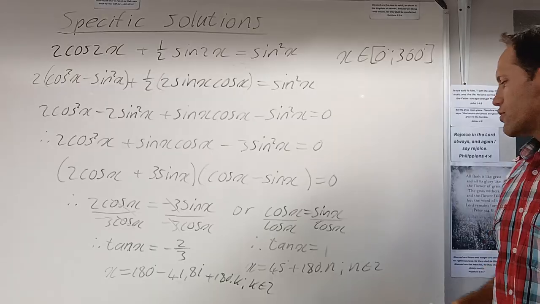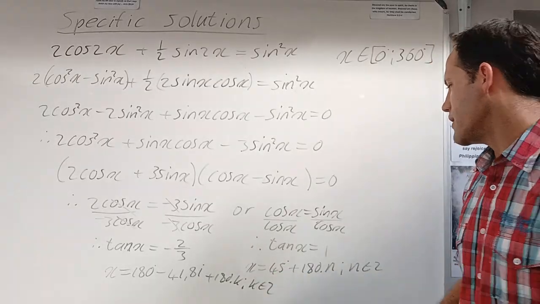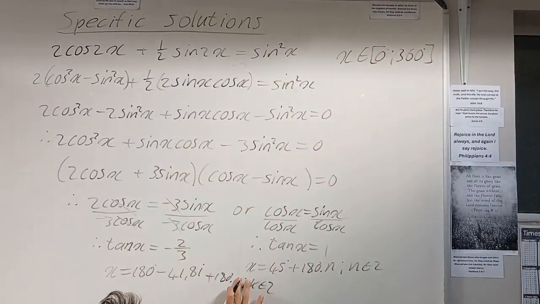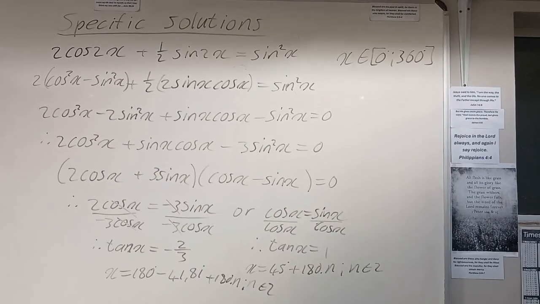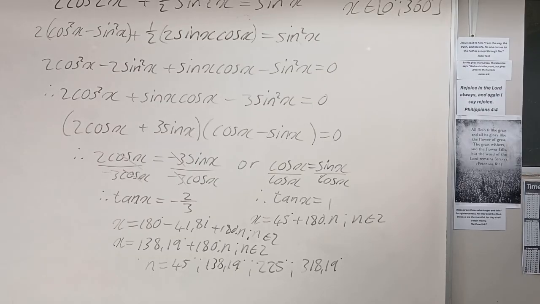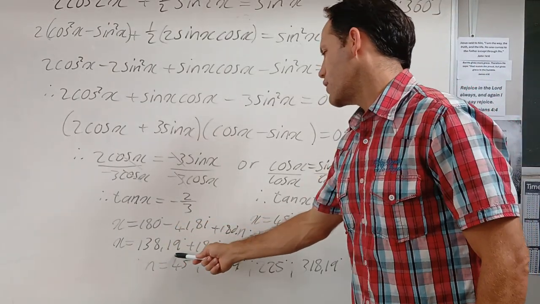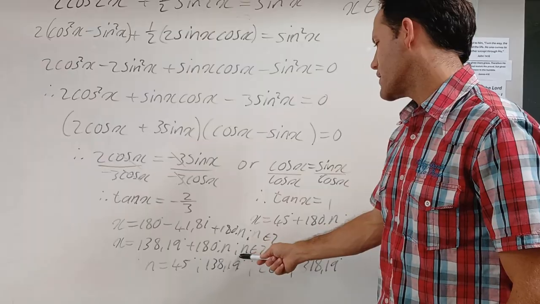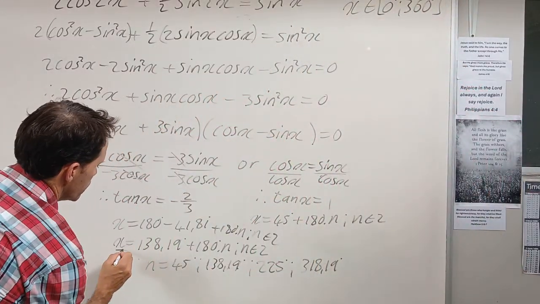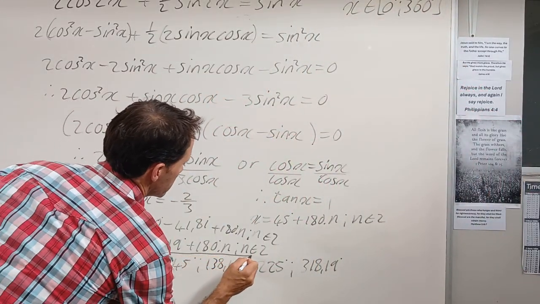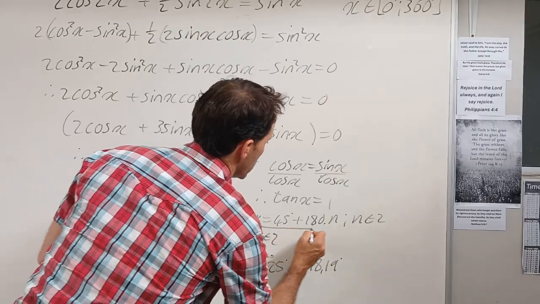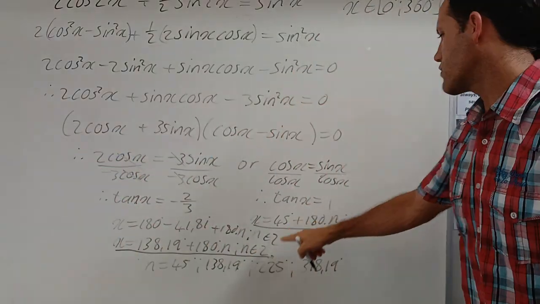And now we can make it n, the same as that one. Let's say 180 times n, n element of Z. And then we can substitute to find the specific solutions. So when you simplify this one, subtract it, you get 138,19 plus 180 times n. So this is your other solution. So there is your one general solution. So there are your two general solutions.